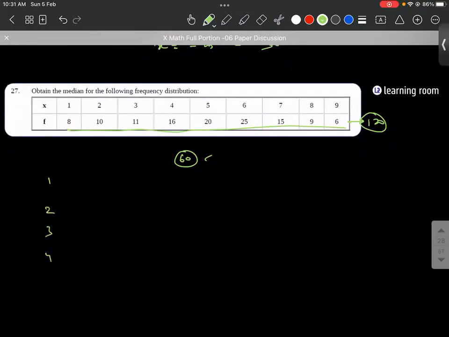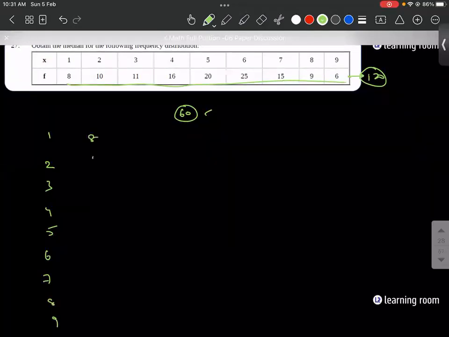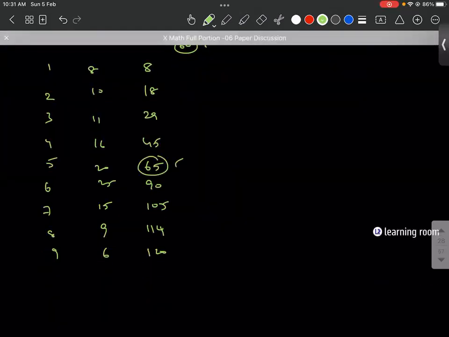The frequencies are 8, 10, 11, 16, 20, 25, 15, 9, and 6. So 8, 18, 29, 29 plus 16 is 45, 65, 65 plus 25 is 90, 105, 105 plus 9 is 114, 114 plus 6 is 120. Okay, 60, the next value is 65.